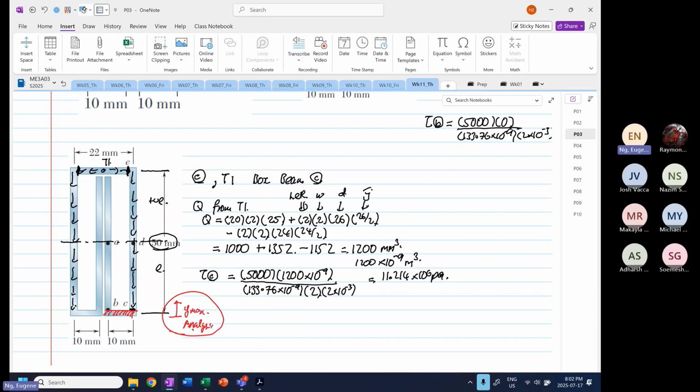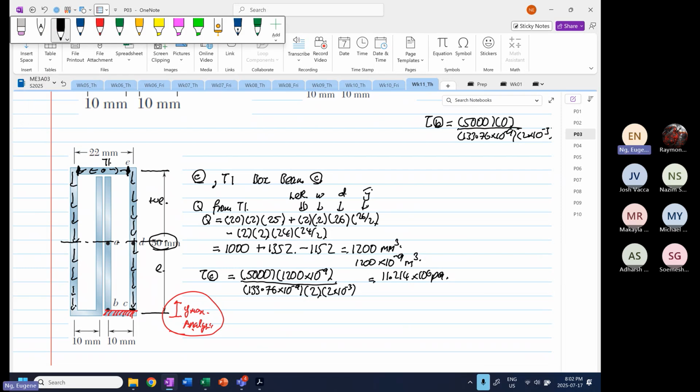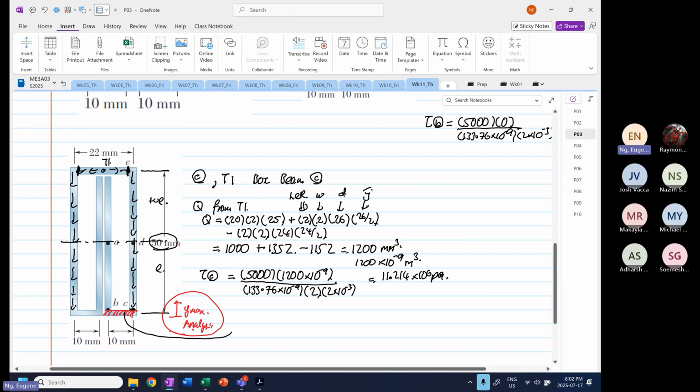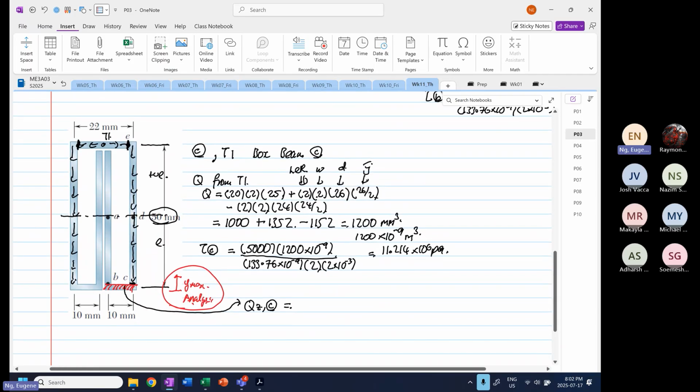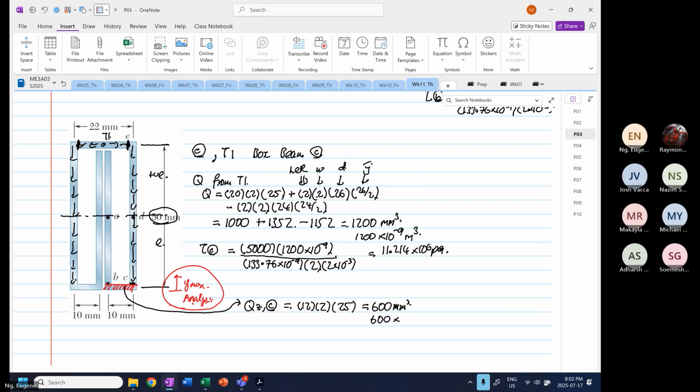Okay, so by doing that, what will happen? Now I'm going to use this to find our Q at point C, right? So the width now is what? The width is 10 plus 1 plus 1, the width is 12. The depth is 2, the y bar is 25. So 12 times 2 times 25 is equal to 600 millimeter cube, or 600 times 10 to the power minus 9 meter cube, right?